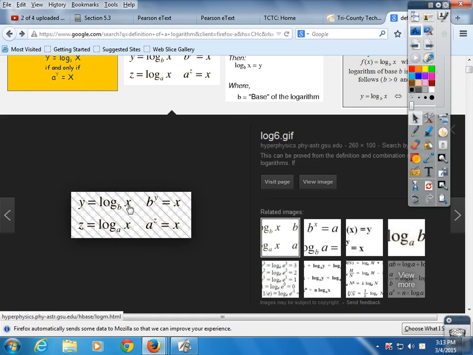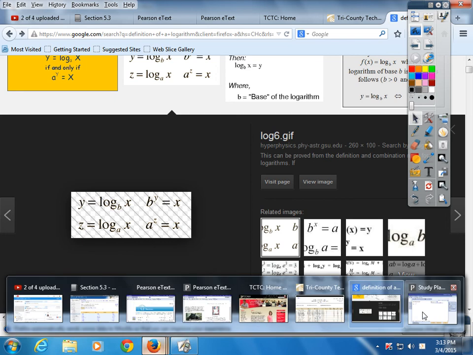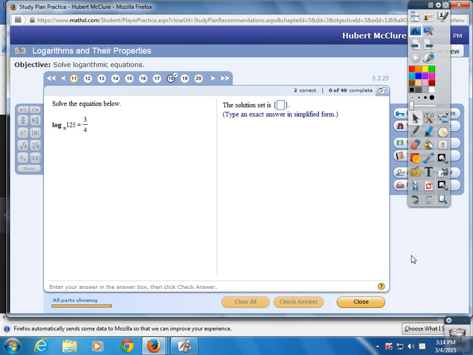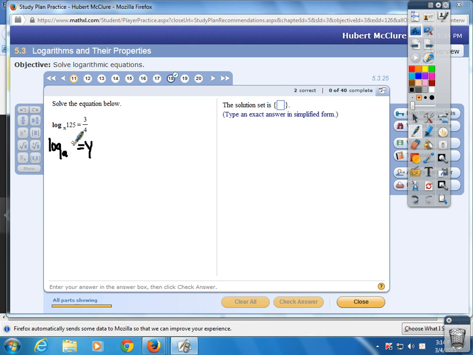Y is equal to log base b of x, b to the y. I use a. Y is equal to log base a of x, and a to the y is equal to x. So that's what you need to use for this problem. This problem has y on the right hand side, so this is what I would do. Y is equal to log base a of x, and we know that this yields a to the y is equal to x, correct?